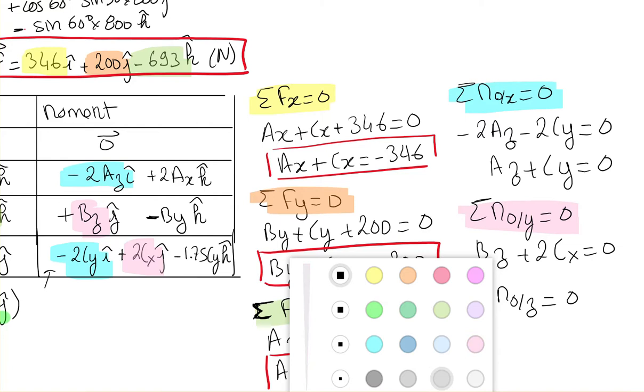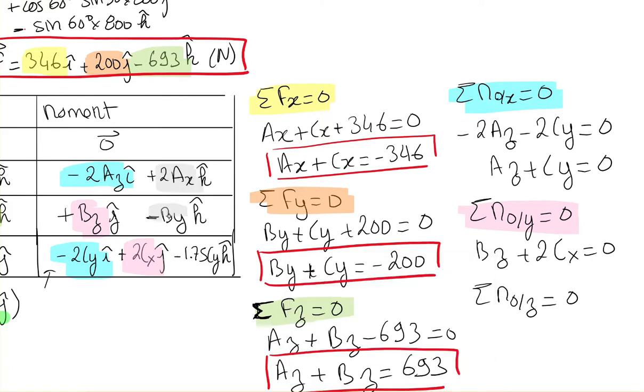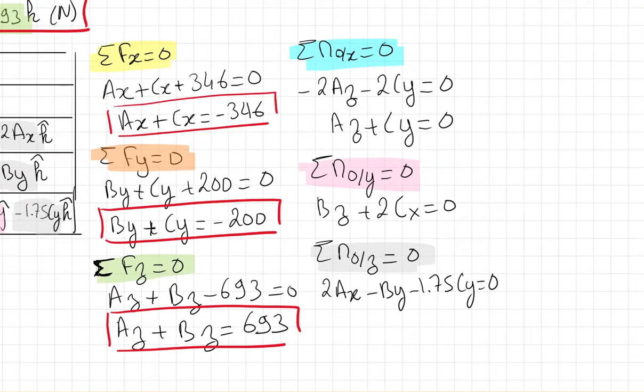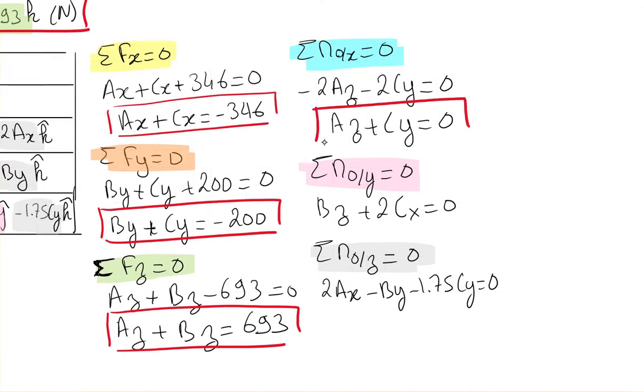Right, great. So K, K, and K. So that gives us 2AX minus BY minus 1.75 CY, it's equal to 0. And let's square all those equations.